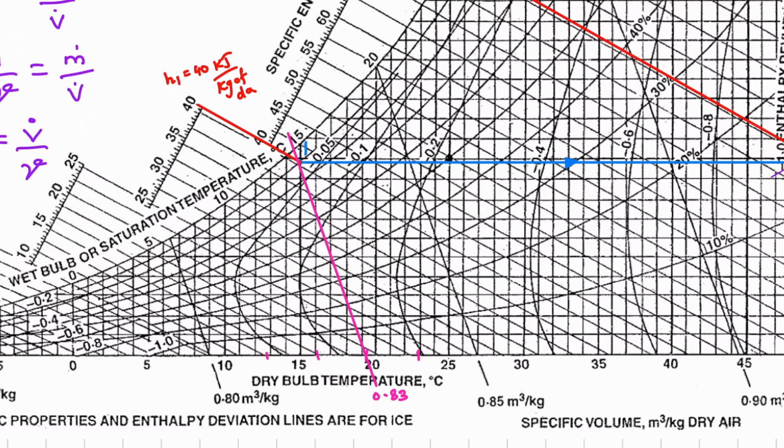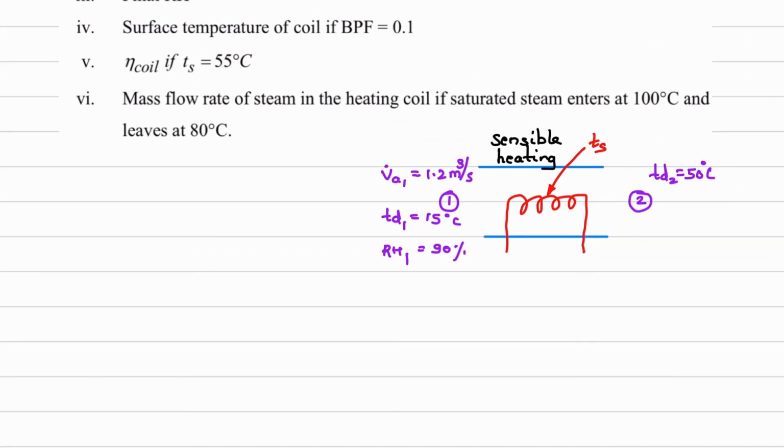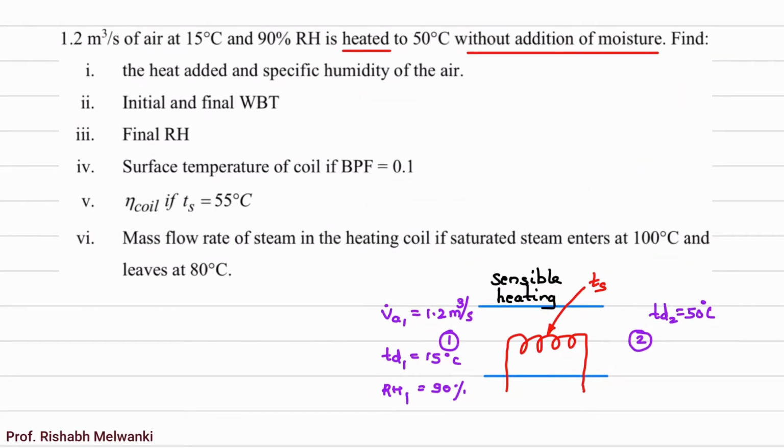Now using all this data, we have to calculate that Q dot A. So I'll go back to the numerical part. So first question is heat added. What will be the equation of that?